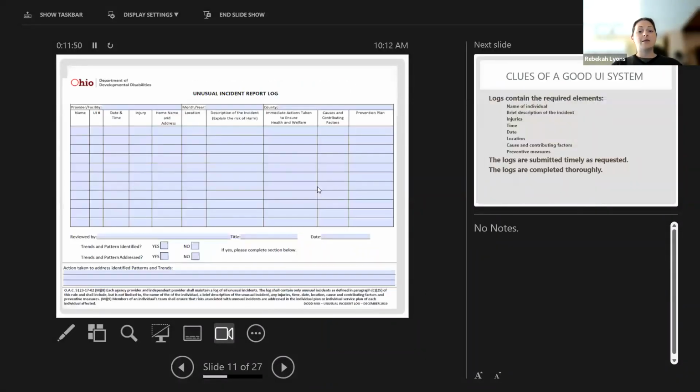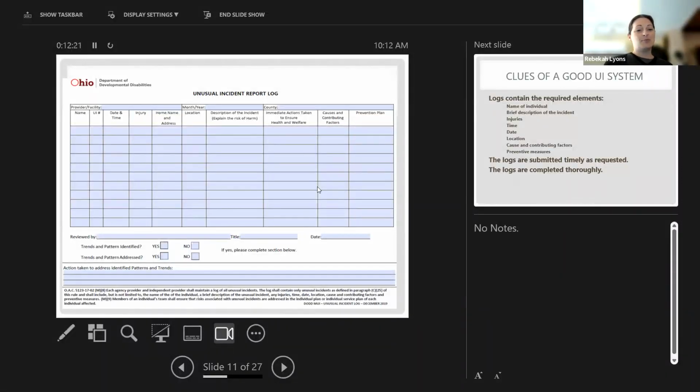This is a sample log. Before I go on, does anybody have any questions? Pretty simple so far, straightforward. All right, this is a sample log. It's in the toolkit on DODD's website. It kind of stinks because it is fillable, but it doesn't expand the box. So while it is good because it has all of the required elements, you might want to make your own. Hopefully you have your own. I'm bringing this up just so you can compare and make sure that you are meeting the rule requirements.